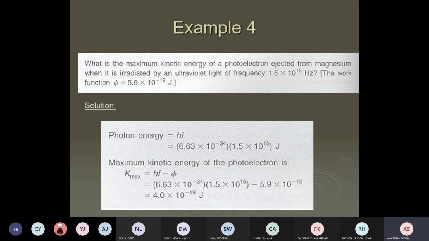Is it the threshold frequency or the work function given straight away in the bracket? The work function is given in the bracket, 5.9 times 10 to the power negative 19. So you get the Ek max. Hope you got the idea. Let's move on. Stop me if you have any questions.